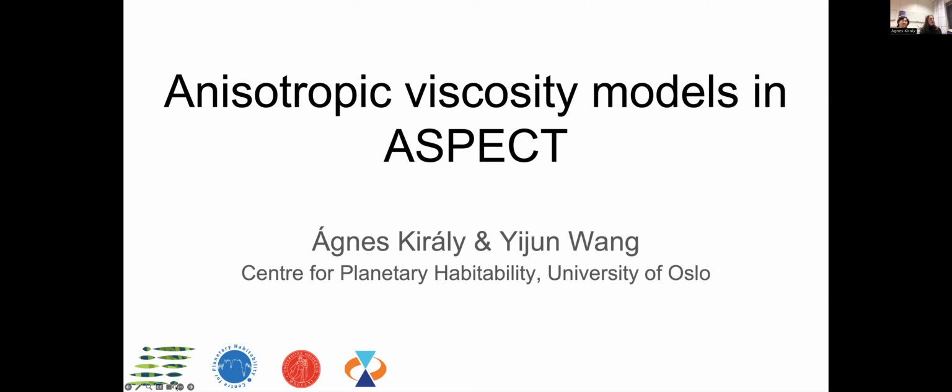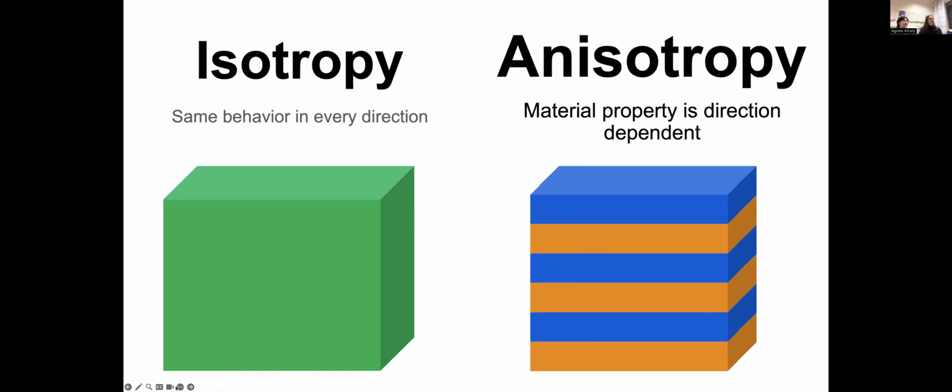So a very quick intro about anisotropy and anisotropic viscosity. Anisotropy means that the material property is direction dependent. And when we talk about anisotropic viscosity, it means that the viscosity depends on the direction of the stress when shearing or deforming the mantle, for example.